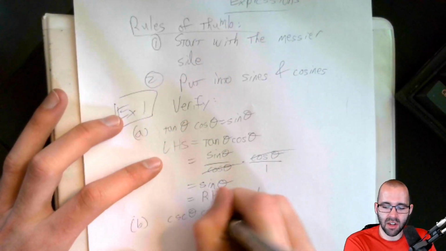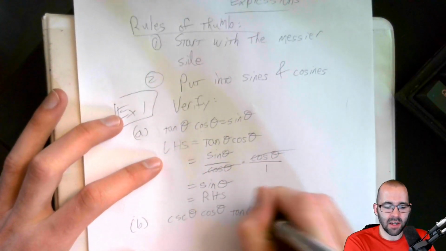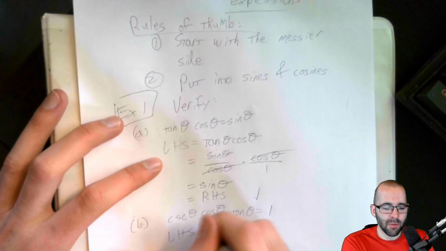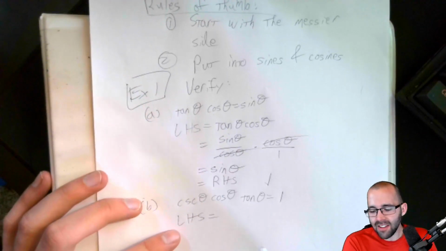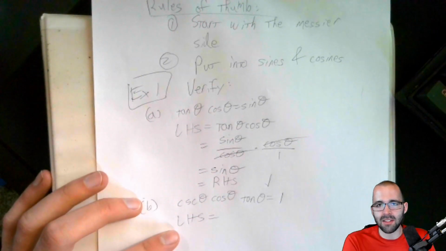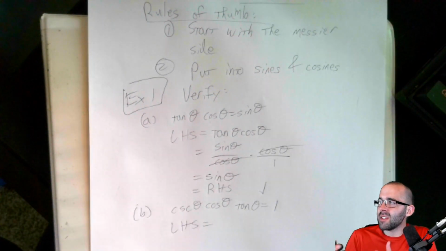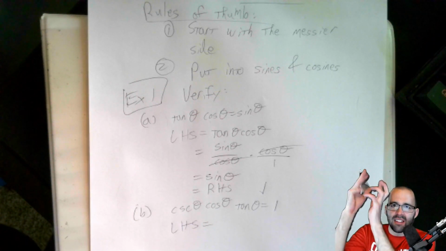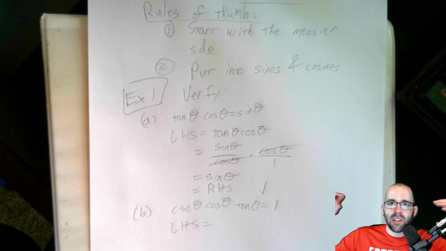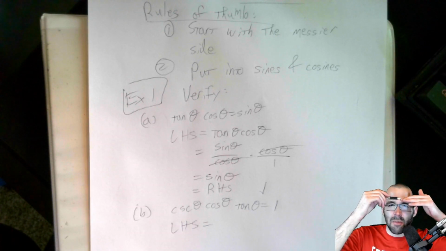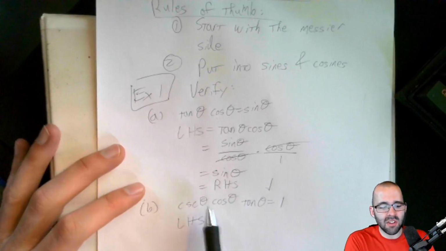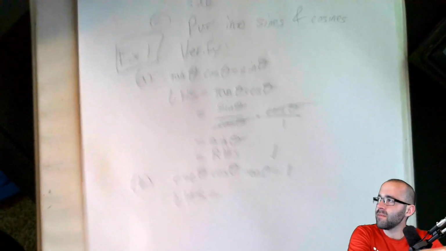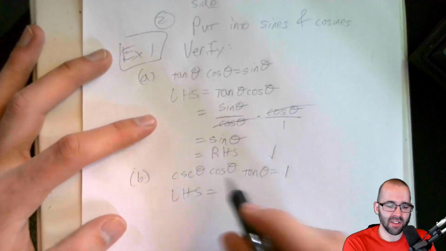Cosecant theta, cosine theta, tangent theta equals 1. Again, we're going to start with the harder side. And really, a lot of these don't have any question of what side is messier. But if you don't know which side's messier, you can start with the left-hand side, simplify it down a little bit, and then you can go to the right-hand side, simplify it down a little bit. Sometimes you can work from both ends until eventually, hopefully, they meet in the middle. But most of these are going to be obvious which one counts as messier, right? So over here, the left-hand side is definitely messier.